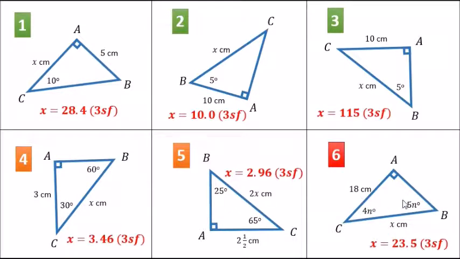Question 6, you have to use the fact that the 4n plus the 5n equals 90 degrees. Therefore, n equals 10, this equals 40, that equals 50. If that's the case, then cos 40 is 18 over x, or sine 50 is 18 over x, and we can figure out the value of x from there.